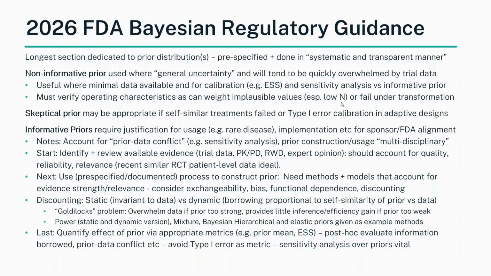So next, you're basically going to construct your prior using some pre-specified and well-documented process, and you need ideally methods and models that account for the relative strength and relevance for each of your pieces of evidence. And they also talk about things like exchangeability, bias, functional dependence, and then a major focus on discounting.